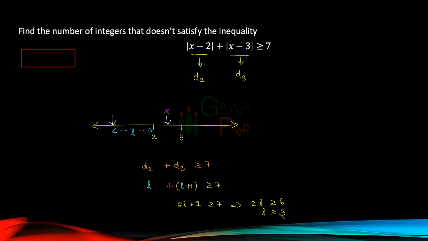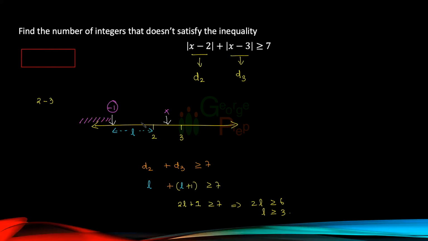So L is greater than or equal to 3, which means I have to go at least 3 units from here, right? So what will this point from 2 be? If I go 3 units to my left on the number line, what will this point be? 2 minus 3. I'm going on the left on the number line, so this point has to be minus 1. And it is given L has to be greater than or equal to 3. So this is my range which will satisfy this condition.